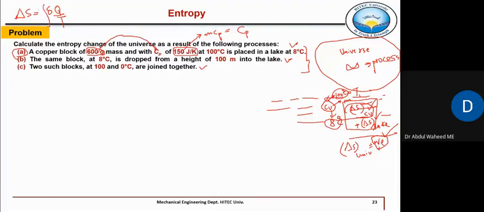But here temperature is changing. Temperature is not constant, from 1 to 2. If I'm talking about only copper, delta S of copper is given by the general equation of entropy change, integral 1 to 2 del Q by T. And the temperature is changing. From where to where is the copper's temperature changing? 100 degrees Celsius is the initial temperature. So this T1 is equal to 100 degrees Celsius.